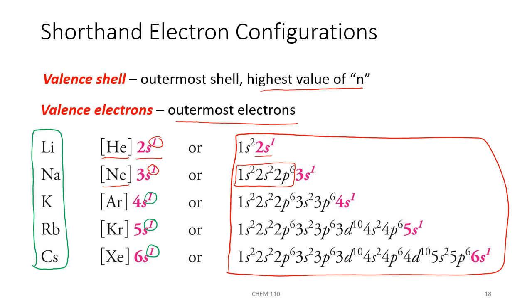So let's look at this last one for potassium here. Potassium's preceding noble gas, if you go backwards, would be argon. So argon in brackets. The electron configuration for argon is 1s2, 2s2, 2p6, 3s2, 3p6. All of that represents argon. And then moving to potassium after there, there's one electron in the 4s orbital. So one valence electron, highest value of n is 4, so that's the valence shell.